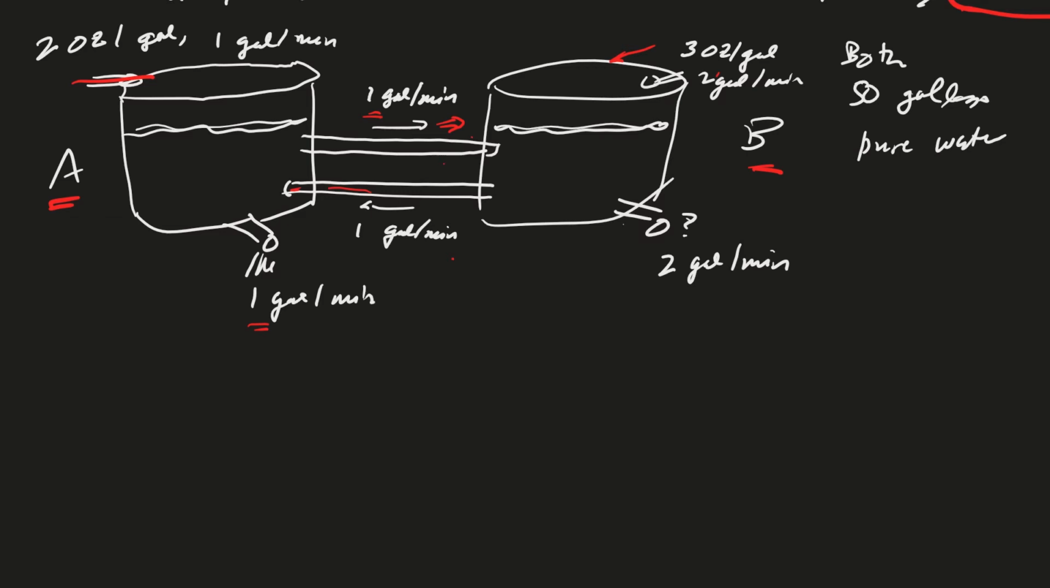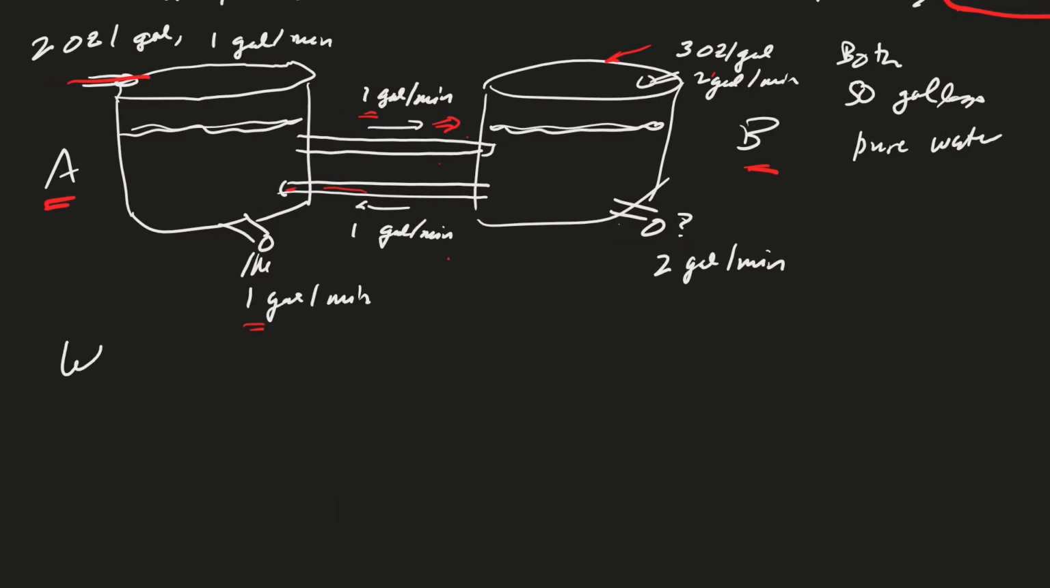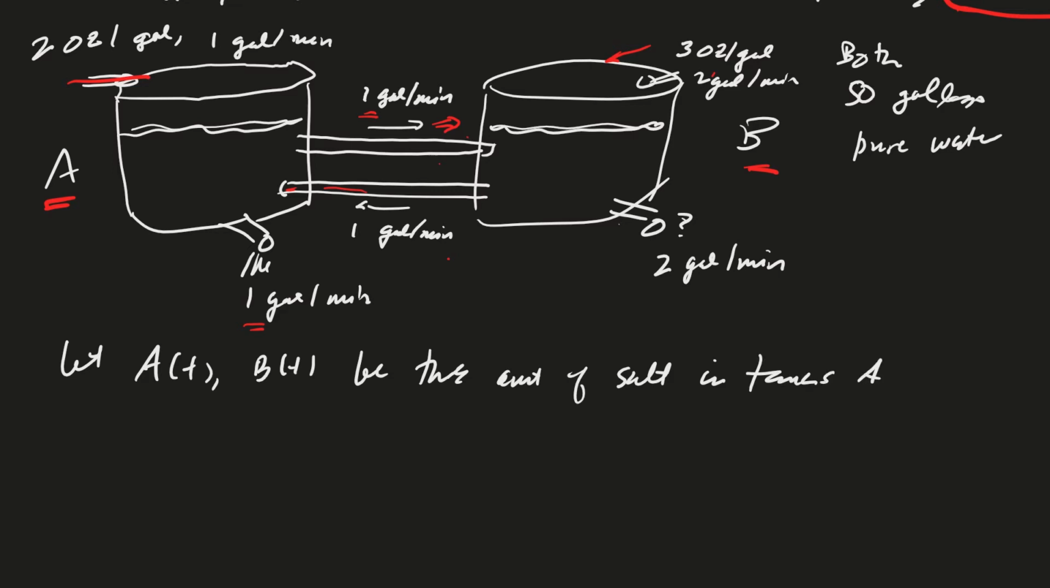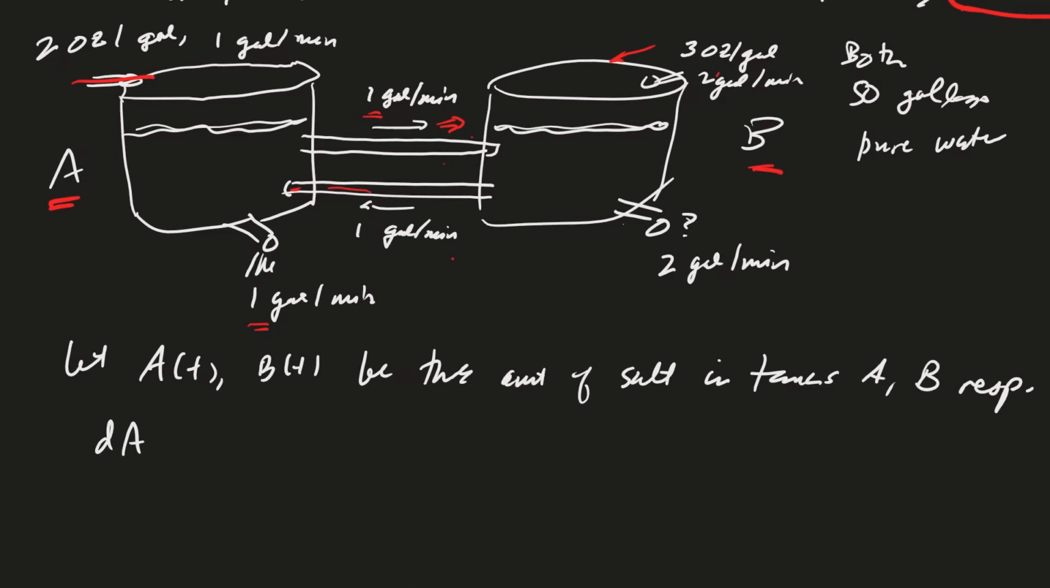All right, so now let's see if we can model our rate of change. So let A of t and B of t be the amount of salt in tanks A and B respectively. Okay, so now what are the units of dA over dt? Let's see, the units should be ounces per minute, right? And so let's see if we can go ahead and write our differential equation.